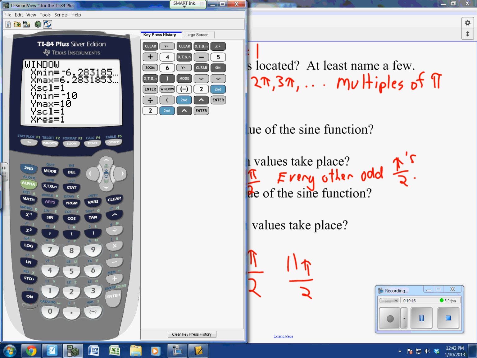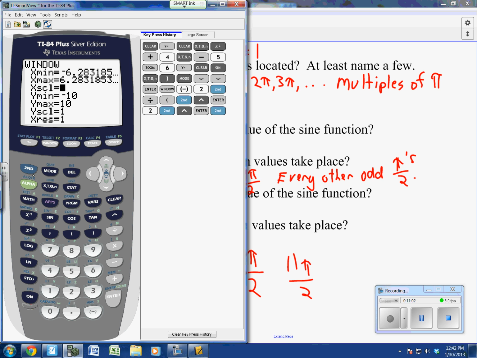The x scale, that is a good point. We went pi/6, but pi/6, let's see. How many marks are there from 0 to 2 pi? How many marks do we have there? 12? That might be all right. Let's do that. Let's go every pi/6.